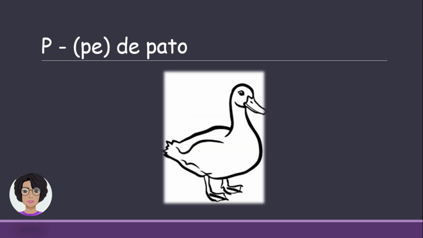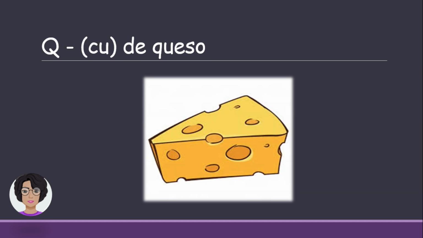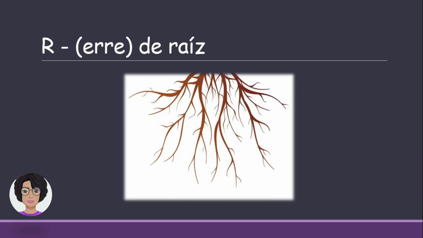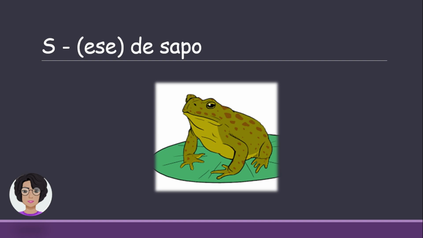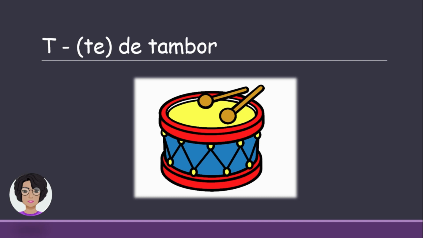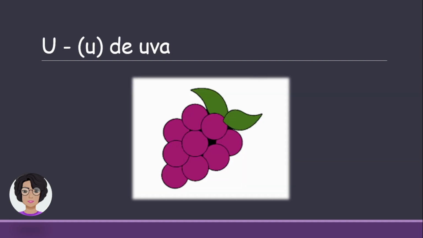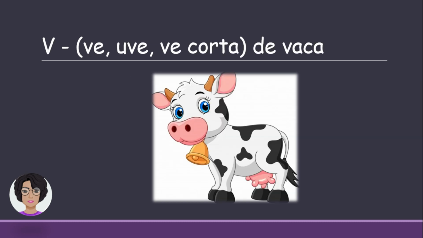P de pato. Q de queso. R de raíz. S de sapo. T de tambor. U de uva. V de vaca.